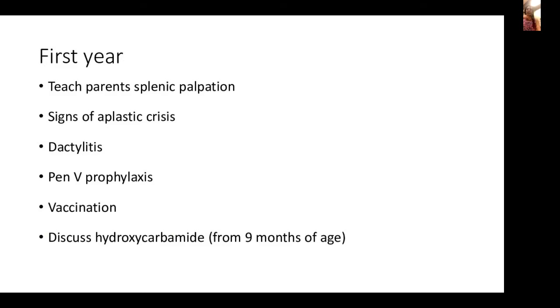And from 9 months of age, I talk to them about hydroxycarbamide because the BABY HUG study, one of the major studies looking at the efficacy of hydroxycarbamide in children, showed that from 9 months of age it was effective in reducing pain and has some other organ preserving functions. So it has been safe to use from 9 months of age. So just give them some information and revisit hydroxycarbamide.